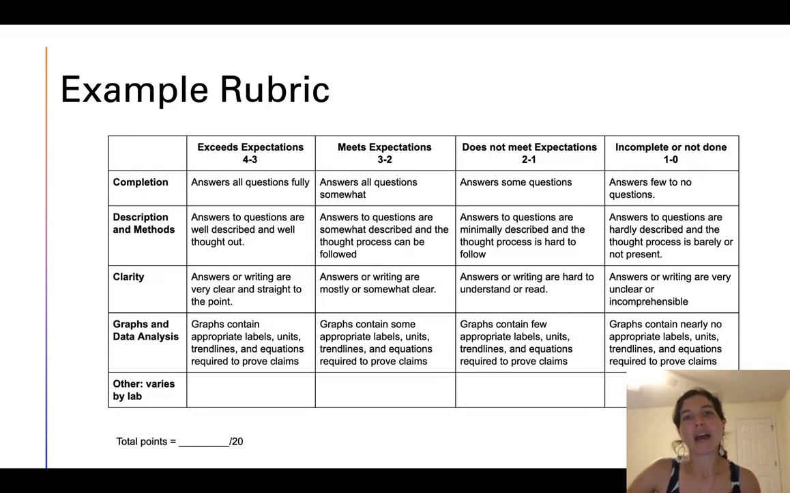And then there will be other categories depending on the lab that we do. Now, this rubric here will be on every assignment. So if you ever want to know what you are graded on, you will have the rubric on the Canvas page for the assignment, so you can always see where your grades are coming from.